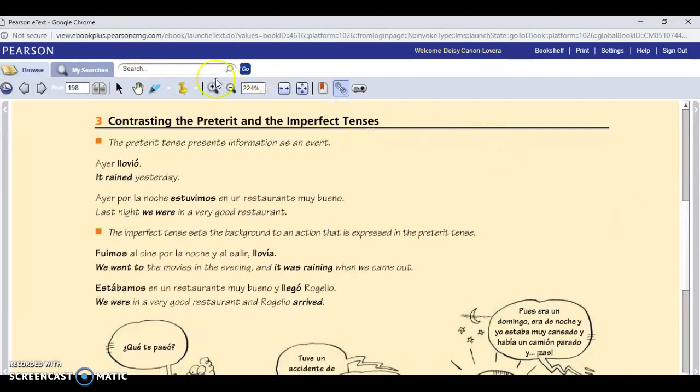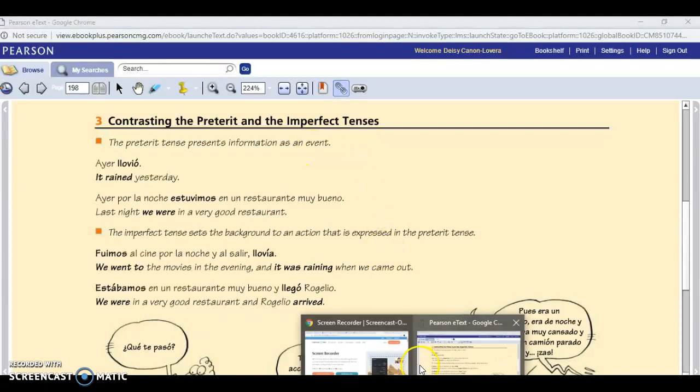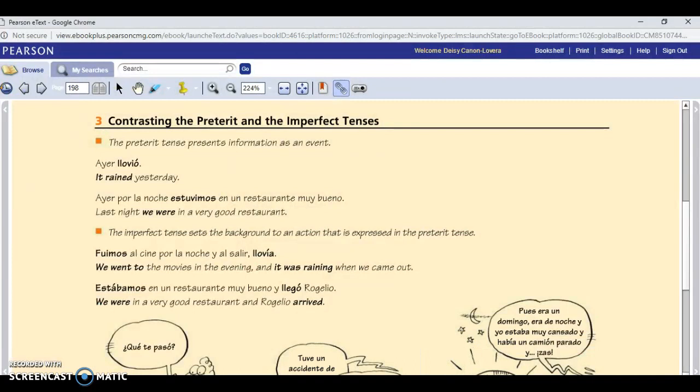En la página 198 del libro hablamos del contraste entre el pretérito y el imperfecto y decimos que el pretérito presenta información como un evento. En el video que ustedes vieron en My Spanish Lab, ¿no? Hay algunos usos del pretérito y dice que se utiliza when we are going to talk about complete actions or repeat actions in the past.